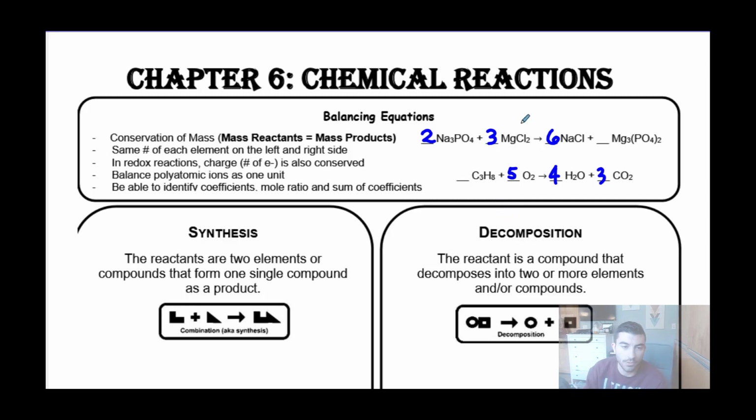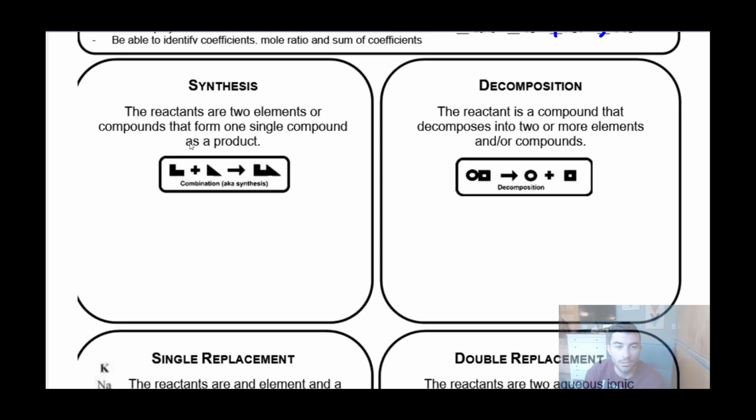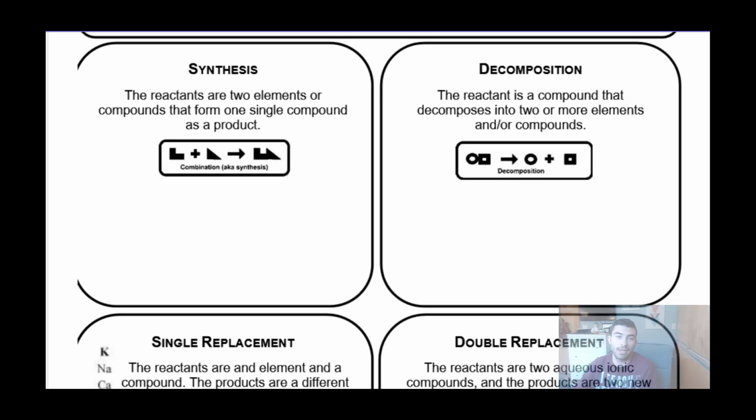Then we went into the different types of chemical reactions. The first we looked at was synthesis, where we have 2 or more, I should say, simpler substances that are coming together to form one single compound. An example might be aluminum plus chlorine turning into aluminum chloride.